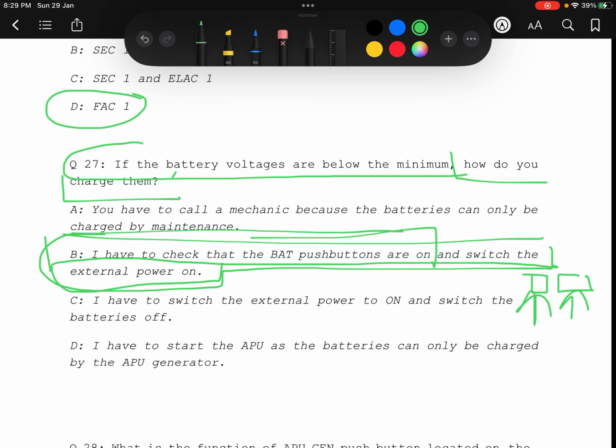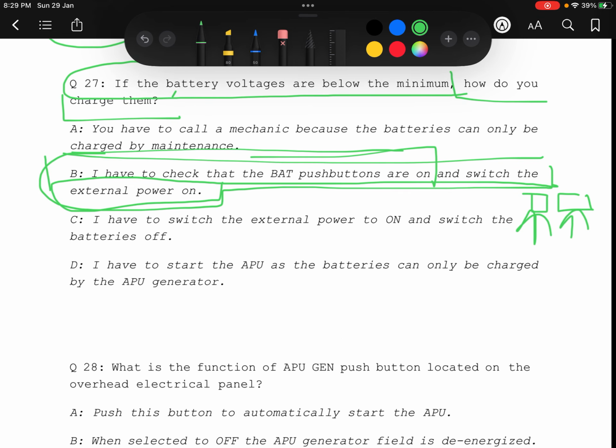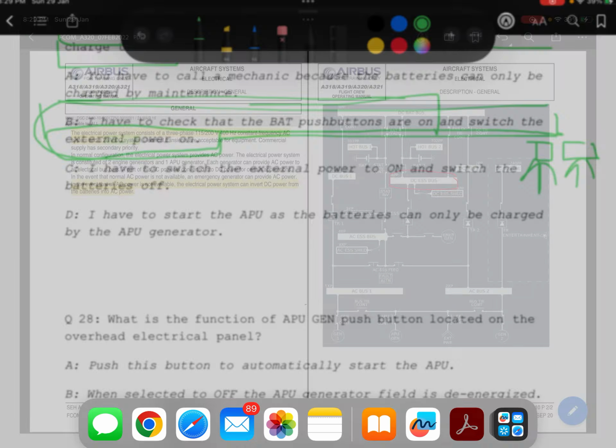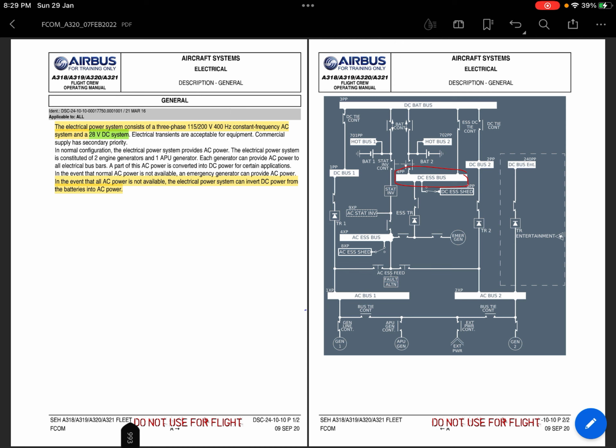All right, I think it is now clear. Charging of the batteries needs their push buttons to be on, thereafter they will be connected with the system, right? Correct. I think I should clear this up more.